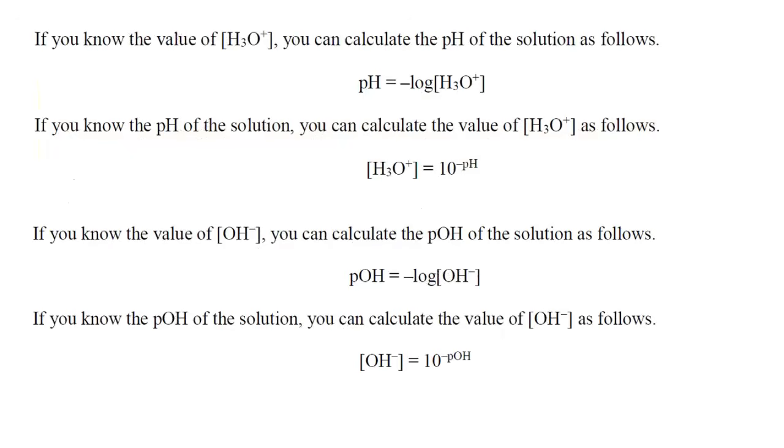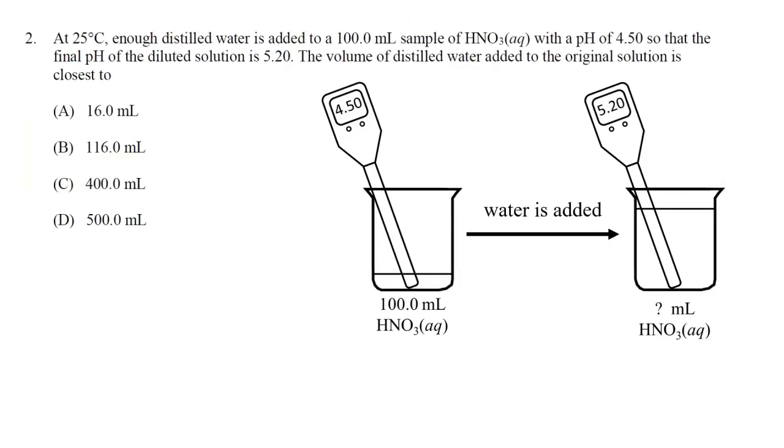Now, something that was mentioned in question 1 is that if you know the pH of the solution, then you can calculate the value for the concentration of the hydronium ion by doing 10 to the minus whatever that pH value is. Let's go ahead and take care of that calculation. 10 to the minus pH. So before water is added in this experiment, that would be 10 to the minus 4.50. So when we do that calculation, the initial concentration of the hydronium ion is 3.16 times 10 to the negative 5 moles per liter.